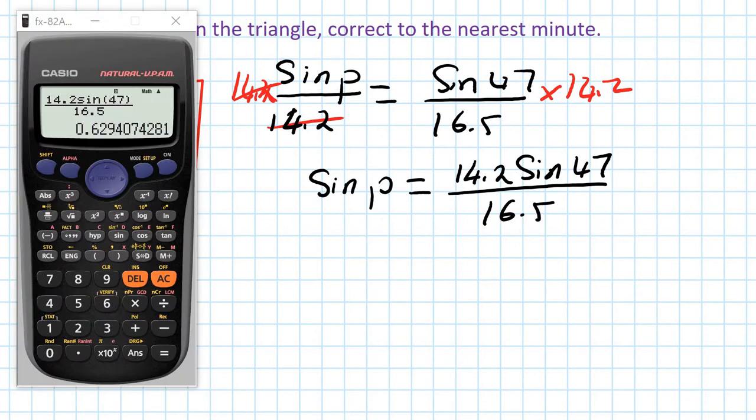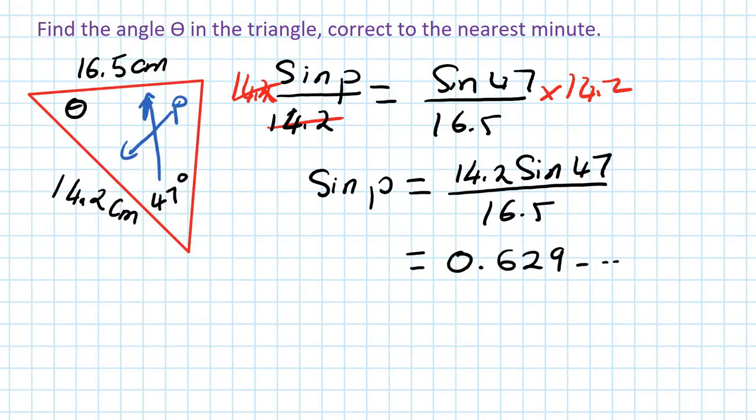I type this in the calculator. My answer is sine P is equal to 0.6294, and so on. So this is what I get. That's my answer. Therefore angle P is sine inverse of 0.629.